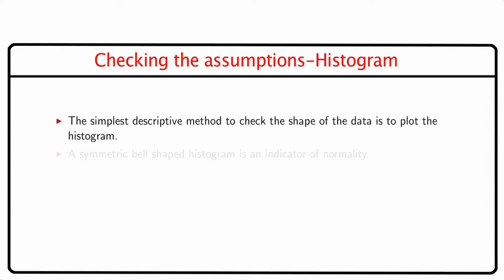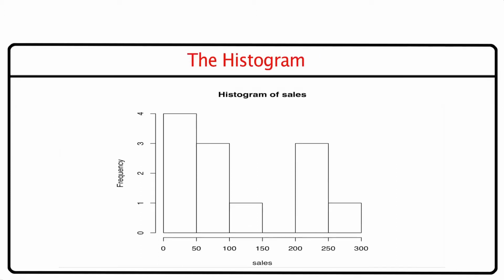For example, we use a histogram. Actually, the histogram is the simplest descriptive method to check the shape of the data in an easy manner. In particular, a symmetric bell-shaped histogram is an indicator of normality. So when we plot the histogram, we find that this is not symmetric and not bell-shaped. Actually, the histogram looks like a U-shaped curve. So this data is far from normality, at least as far as the histogram is concerned.